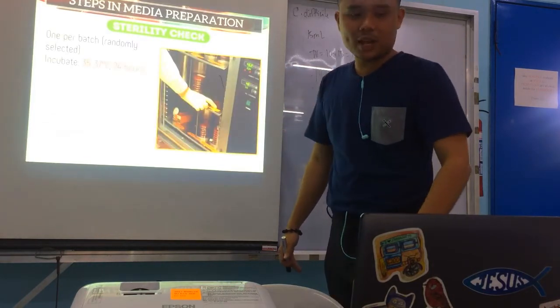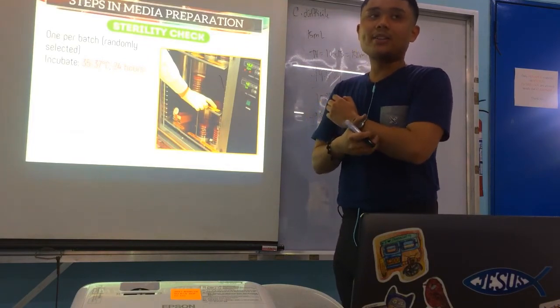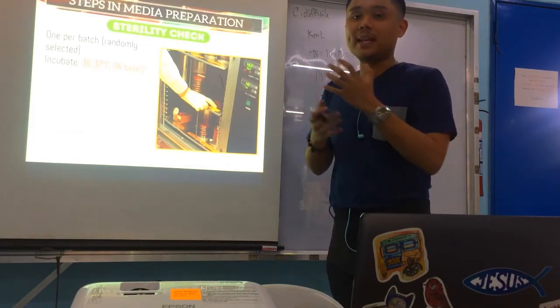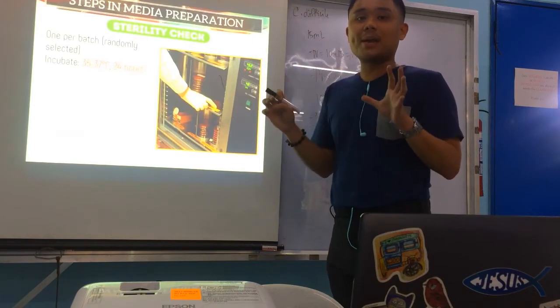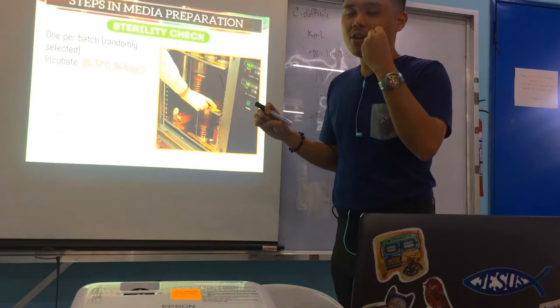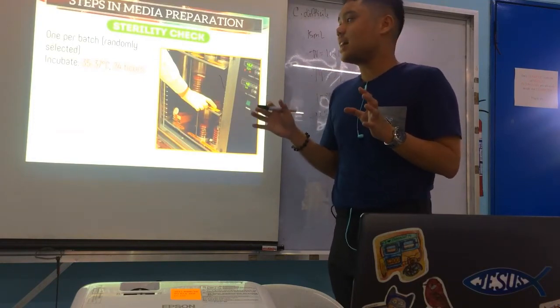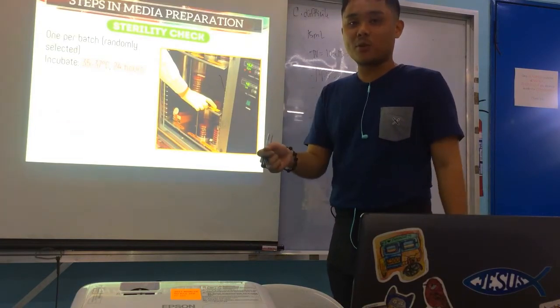Now, what do you mean by sterility check? We mentioned that your culture media should always be sterile. So how do we determine its sterility? For one batch of media that you use, you always get one random plate or one random tube from the batch of media that you created, and then you incubate it for 24 hours.